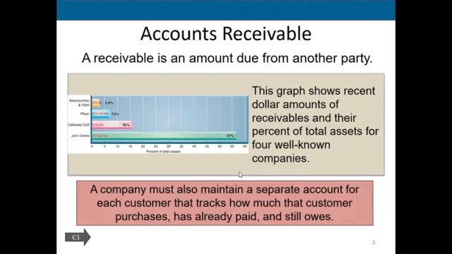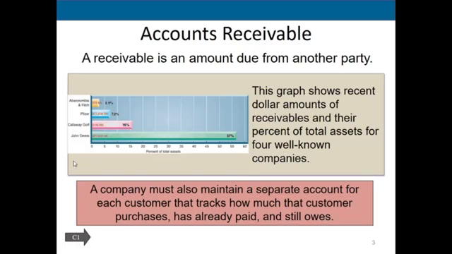We've talked about this pretty much since, I don't know, Chapter 1 or Chapter 2. But a receivable, or an accounts receivable specifically, is when a customer owes you money for a service or products that you've provided. In other words, you've earned the money, but they haven't paid you yet.